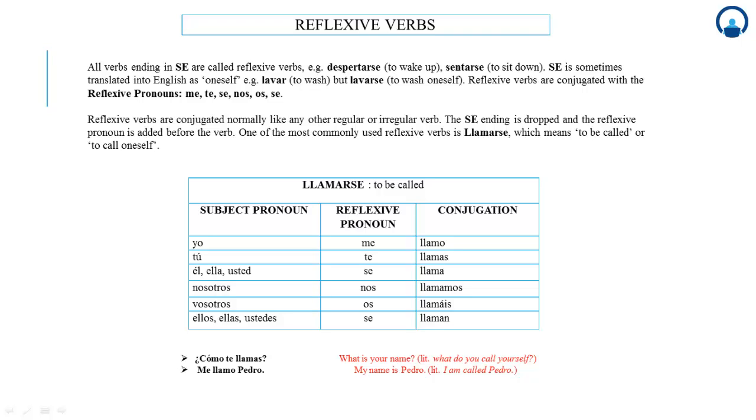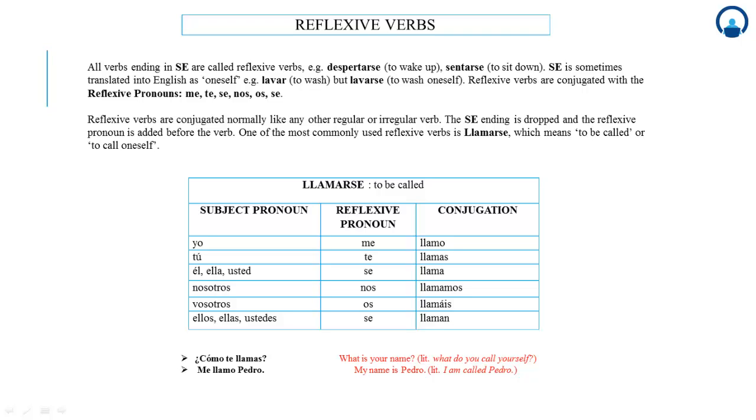So the conjugations of llamar would be llamo, llamas, llama, llamamos, llamáis, and llaman. But since this is a reflexive verb, we have to combine this with the reflexive pronouns, and that is me, te, se, nos, os, and se. So these two will go together. So it is actually not only llamo, it will be me llamo. Llamo will not go alone, it has to go with me, that is the reflexive pronoun. So now the conjugations will be me llamo, te llamas, se llama, nos llamamos, os llamáis, and se llaman.